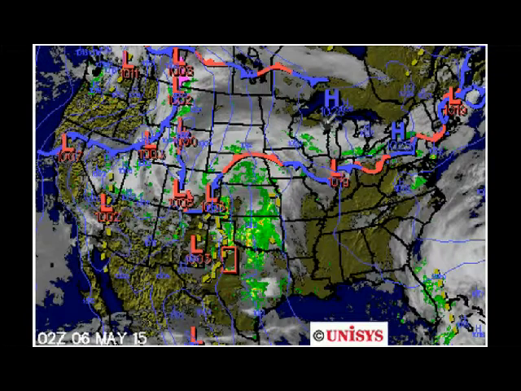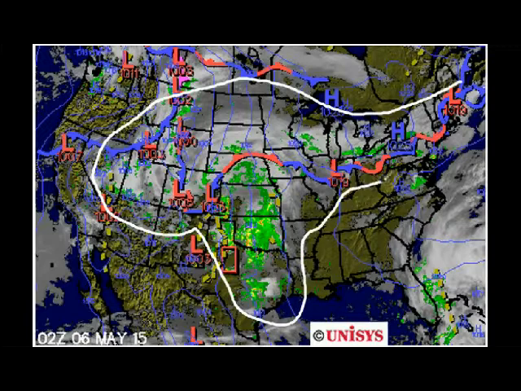You can also see on this map a rather large area of clouds. I'm going to try to outline it here as best as I can. That is associated with the stationary front that lies across the U.S. here. So as you can see, there's a rather large area of the country that's affected by this storm system.